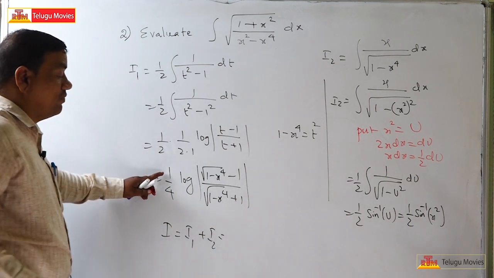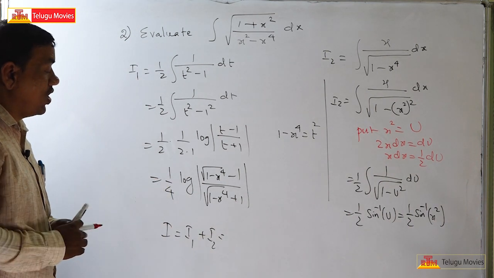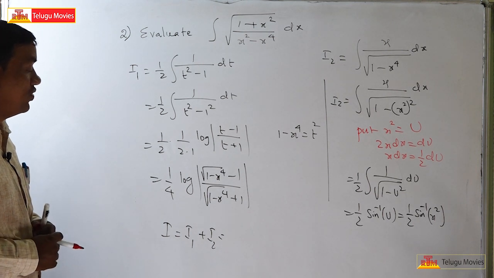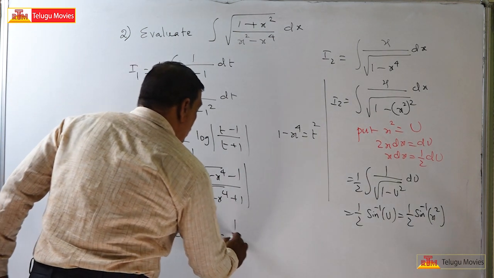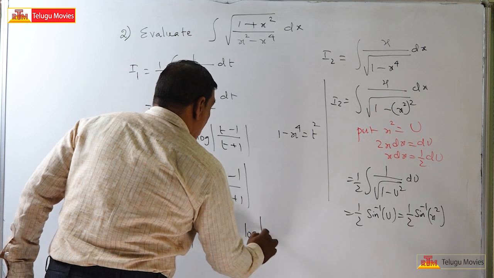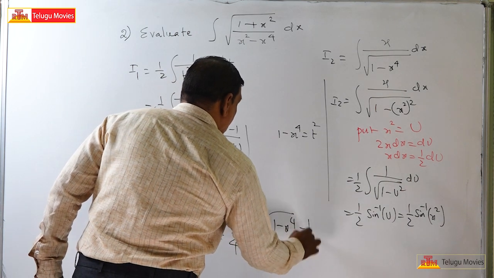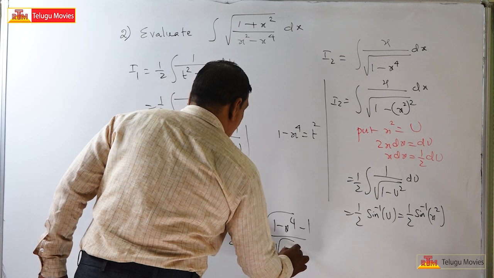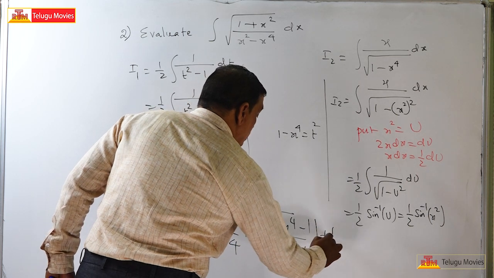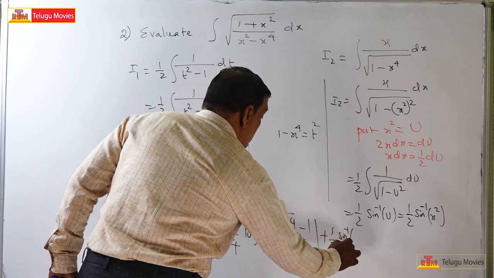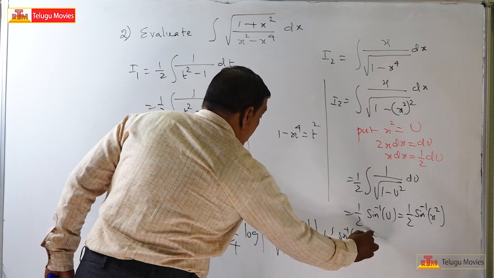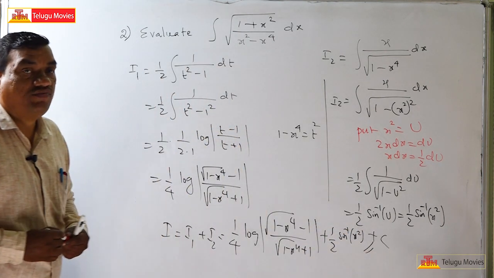So I1 means how much? This is 1 by 4 log of root of 1 minus x power 4 minus 1 by root of 1 minus x power 4 plus 1, plus 1 by 2 into sine inverse of x square, plus c, of course, the constant of integration.